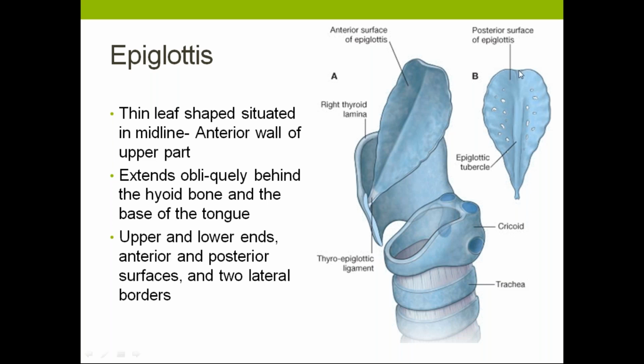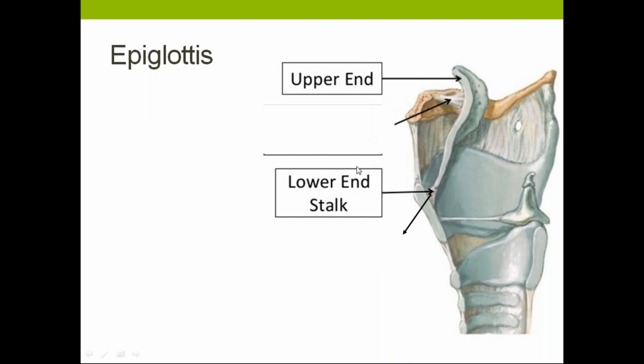It has an upper end and a lower end, an anterior surface, and this is the posterior surface, and it has two lateral borders. This is one border and this is another border. So it is a leaf-shaped cartilage situated in the midline, extending obliquely behind the hyoid bone and the base of the tongue. It has an upper end, lower end, anterior surface, posterior surface, and two lateral borders. So first we'll see about the upper end.